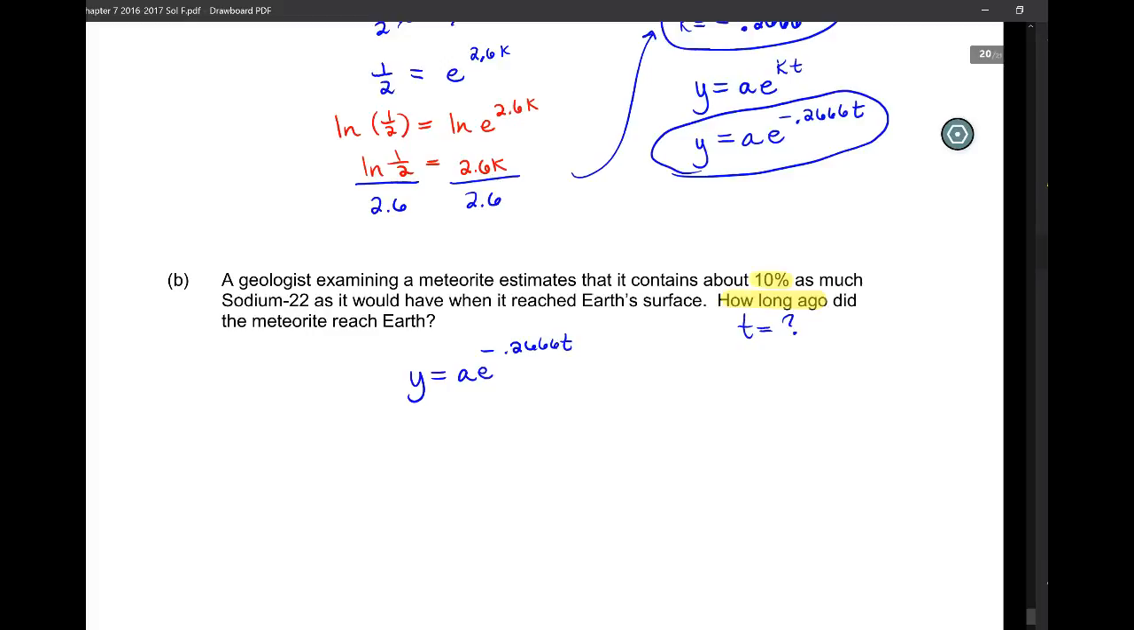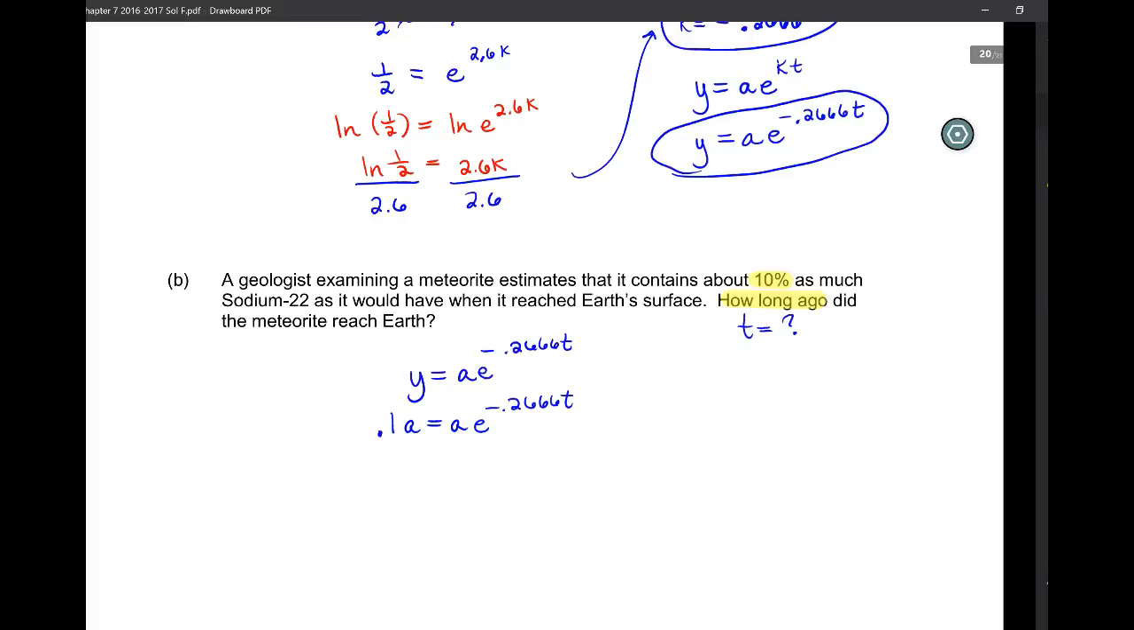That it contains about 10% as much as it would have when it reached the Earth's surface. Now, we don't have an actual amount, just like we didn't have an amount with half-life. So what are we saying? We're saying there's 10% left from what we started with. So we're going to put 0.1 A, actually. Why do I put 0.1 times A? Well, A is when it actually reached the Earth. That was the starting amount. It's 10% of what I started with. Does that make sense?